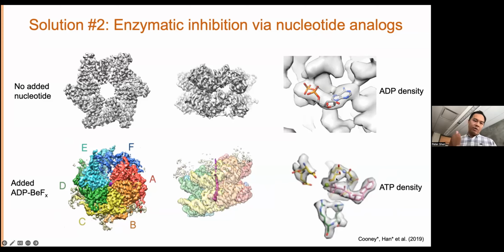So with mutations, with using the right small molecule analog, these are a couple of strategies that we routinely use in trapping our structural targets in a desired state.